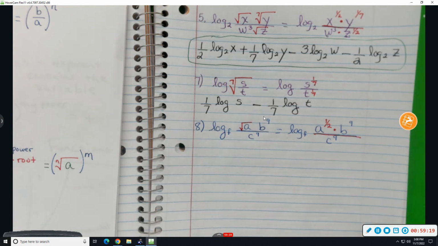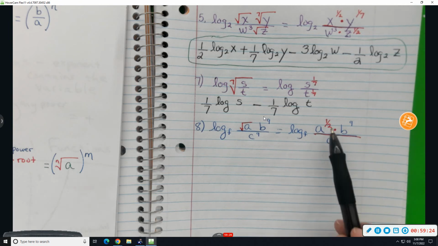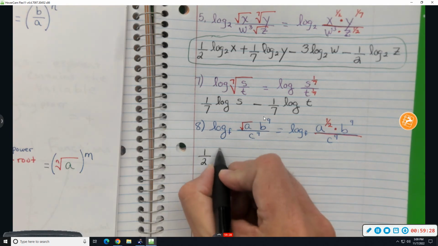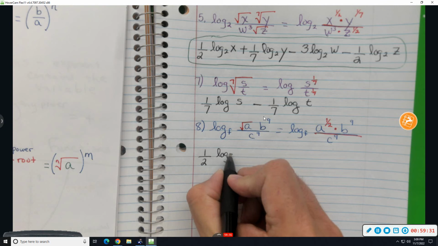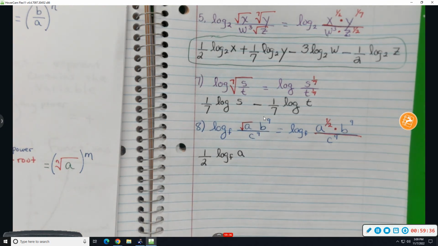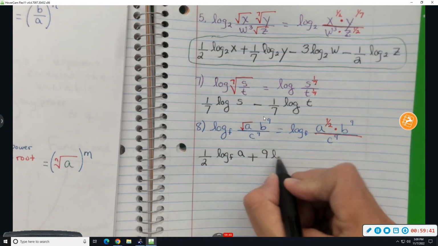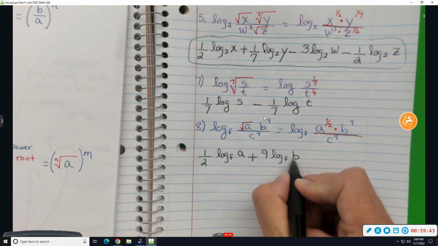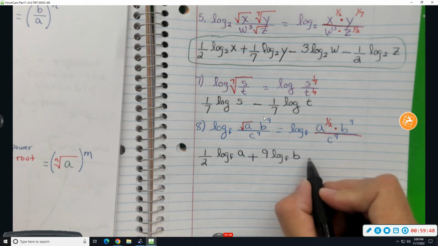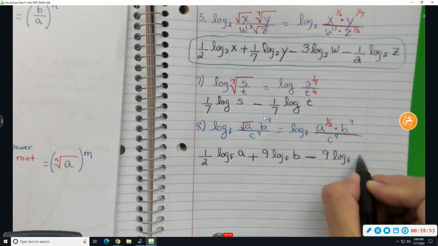So there's going to be how many minus signs? Just one. You start off with the 1/2 log base F of A. Now move to the B, plus or minus, plus 9 log base F of B. Now I'm going to the C, so plus or minus, minus 9 log base F of C.